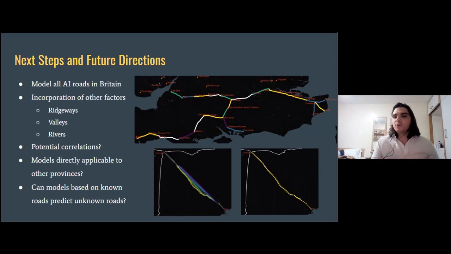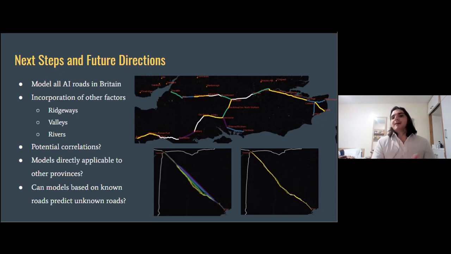Depending on the time available within the PhD, I also aim to assess whether the models developed when modelling Roman roads in Britain are directly applicable to other provinces. And if not, why not? Do Roman roads in other provinces follow different preferences, for example?